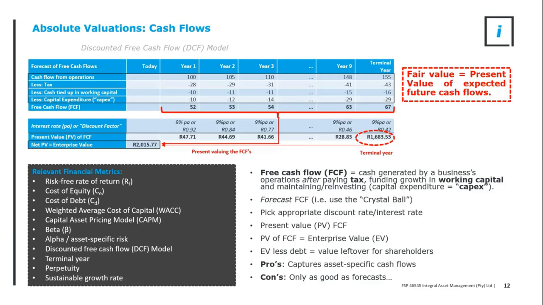So what do we do with a discounted free cash flow model? Well, simple. We forecast cash flow from operations. We take out tax. We take out what we expect them to have to invest in working capital to maintain. And we take out the expected CapEx expenditure. And we get effectively a forecast of free cash flows into the future.